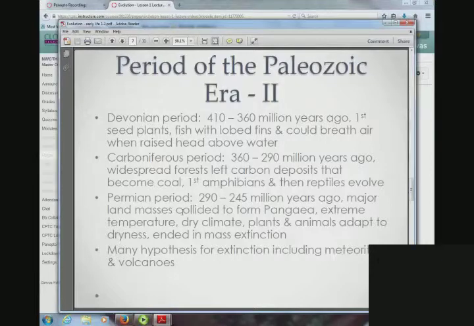In the Carboniferous period, which was 360 to 290 million years ago, we started to see widespread forests that left carbon deposits that became coal. We also saw the first amphibians, and then the reptiles evolved from them.